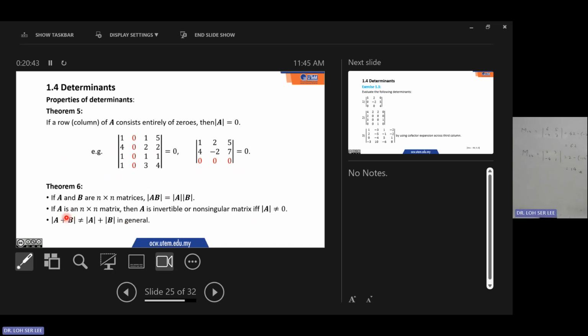Okay, in general, this one is not equal to this. This one is not equal to this. So these are the theorems regarding determinants.